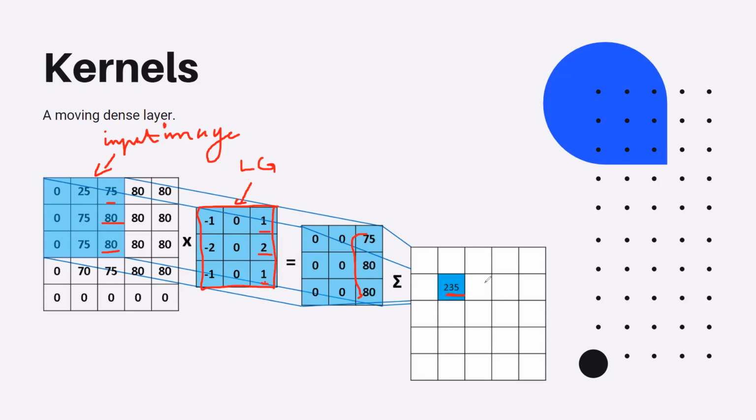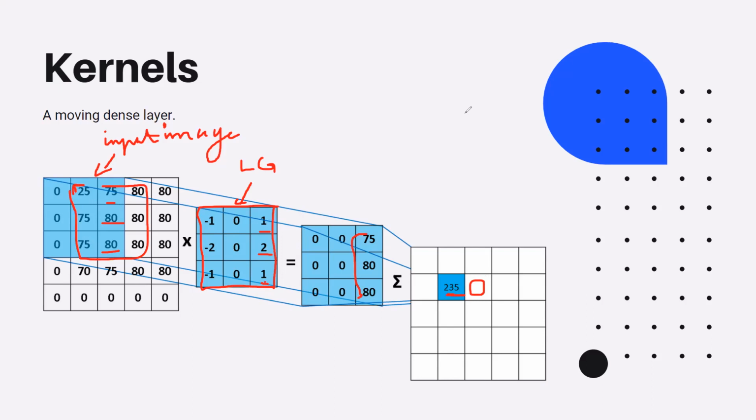Can you tell me for this value, which 9 values does it correspond to? You move it to the right. Yes, so we start from which number? 25, 25, 75, and then you go all the way to 80. Yeah. Nice.